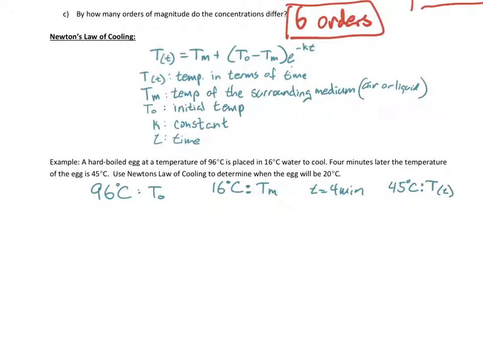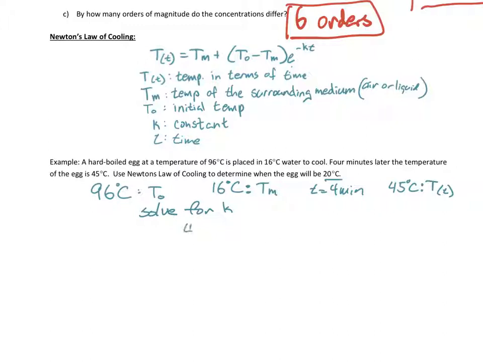Well, remember that e is a number, so it's not that we're solving for. For this one, we're going to solve for k. We need to find out what that constant is, so solve for k. Once we've solved for k and figured out the constant of when this egg changes temperature, then we can use that to determine how long it would take for it to get to 20 degrees Celsius. So let's go ahead and set up our equation.